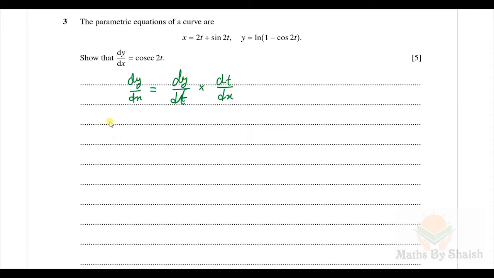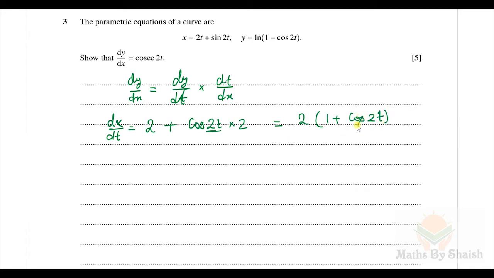So first of all, let's find dx over dt from here. It is going to be 2, plus the differentiation of sine 2t with respect to t, which is cos 2t, and the differentiation of 2t, which is 2. I should have written it here, that's fine. We'll take 2 common, so it is going to be 2 times 1 plus cos 2t.